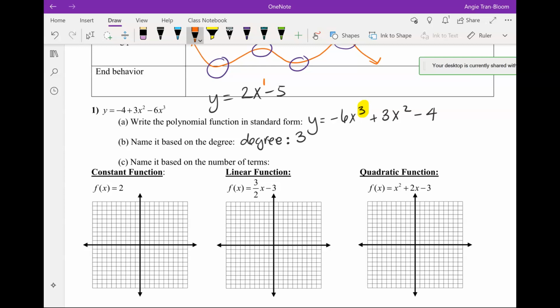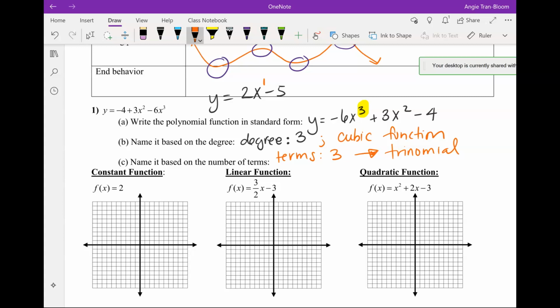Now, this is a degree of 3. What do we call it? We studied this already. Cubic. So this is a cubic function. Next, name it based on the number of terms. Class, tell me how many terms you got. 3 terms. What is the name for an expression with 3 terms? Monomial, binomial, trinomial. Trinomial, okay? So this is a trinomial because it has 3 terms. Tri.